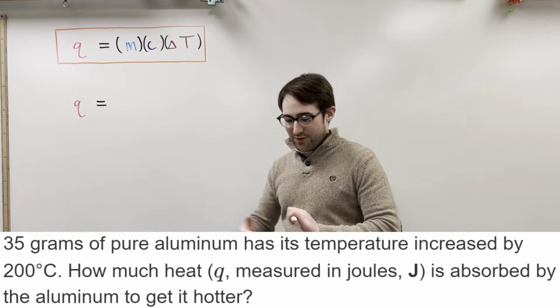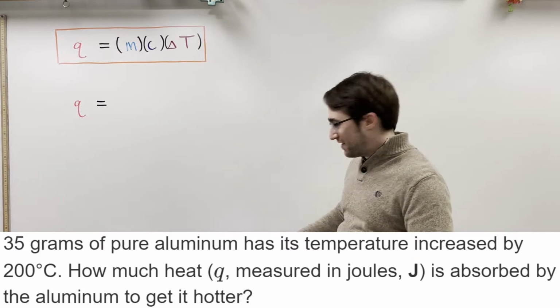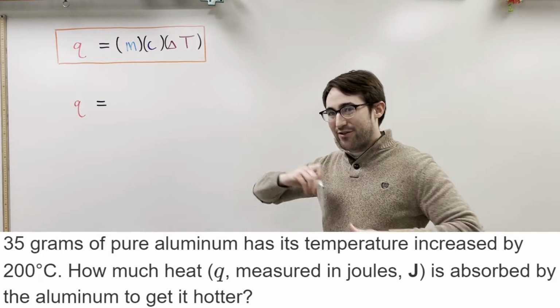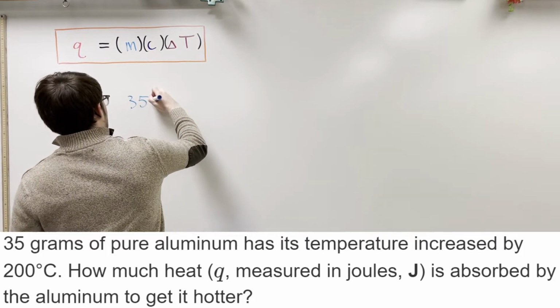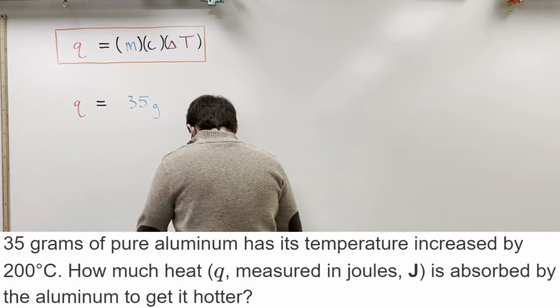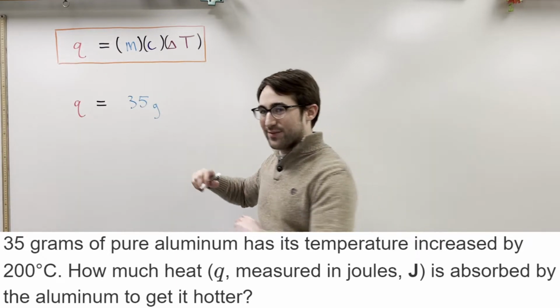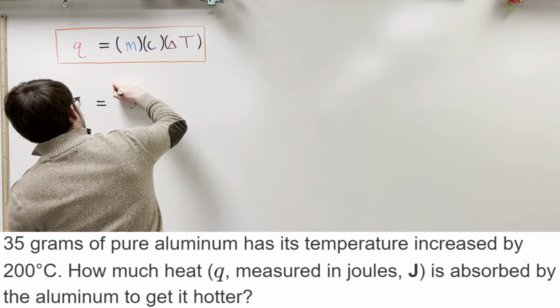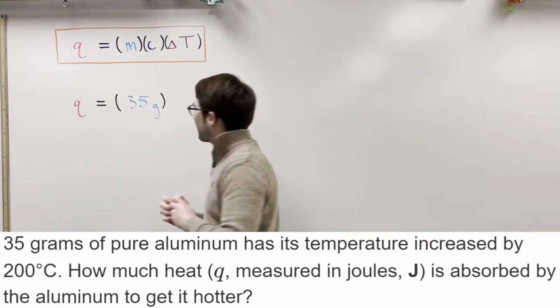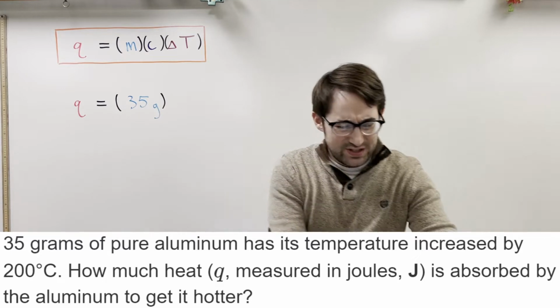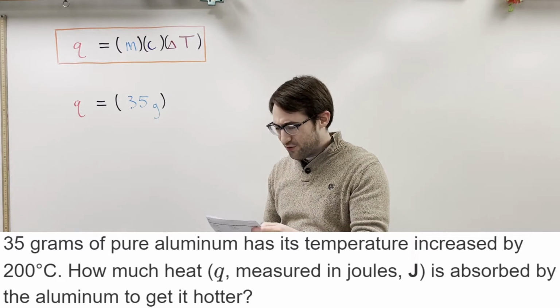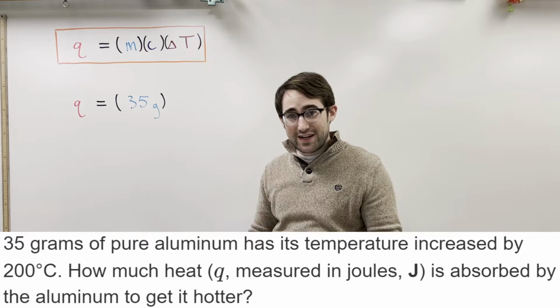So Q equals, all right, our mass of our piece of aluminum was 35 grams. So there's my 35 grams right there. Okay, so that's my mass. Now the problem doesn't give me the specific heat capacity of aluminum, but I can look it up.